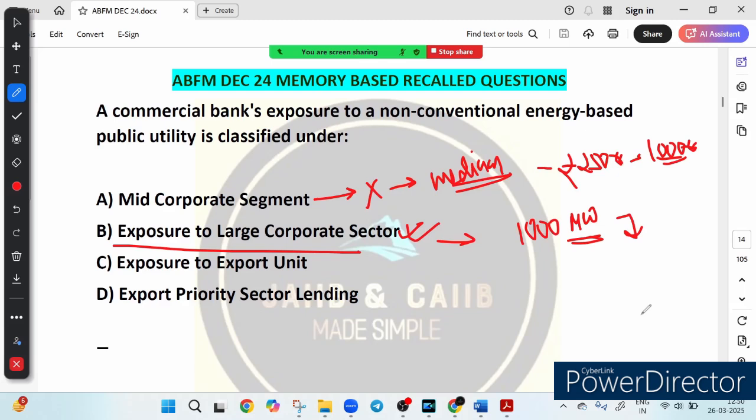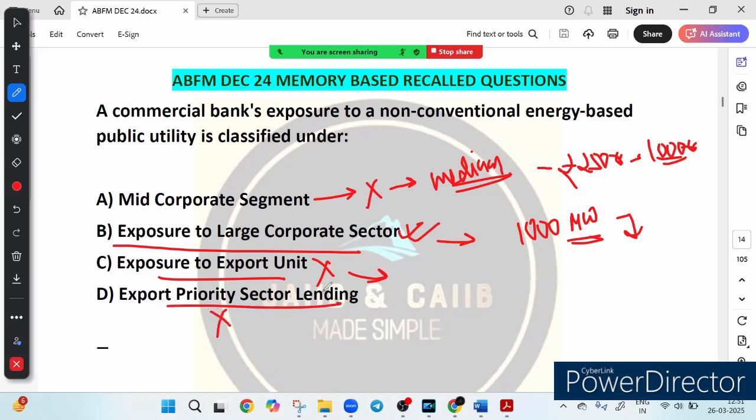Option C, exposure to export unit. This is incorrect. Export unit means a business that sells goods or services to other countries. For example, if an Indian company exports solar panels to Europe, it would be classified as an export unit. Non-conventional energy projects produce electricity for domestic use, not for export. That's why this option is not correct.